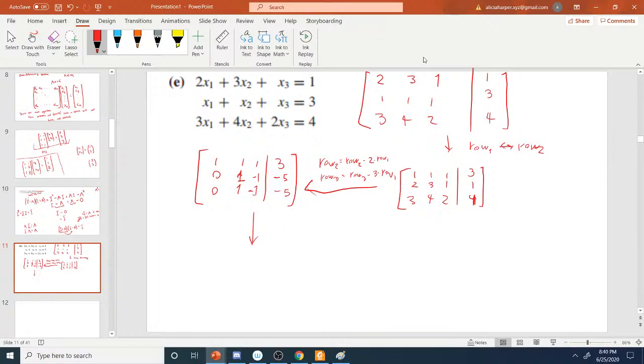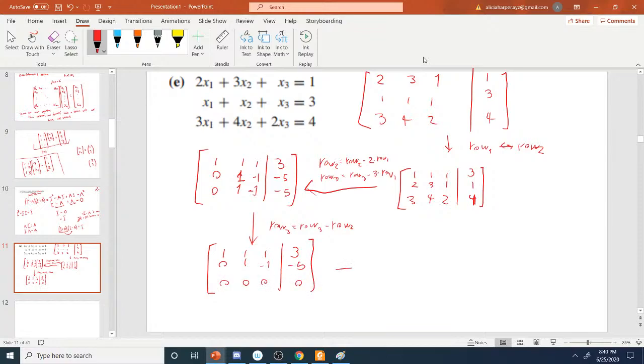Now what I can do is I can subtract row 2 from row 3. If I do that, I have 1, 1, 1, 3, 0, 1, -1, -5, 0, 0, 0, 0.